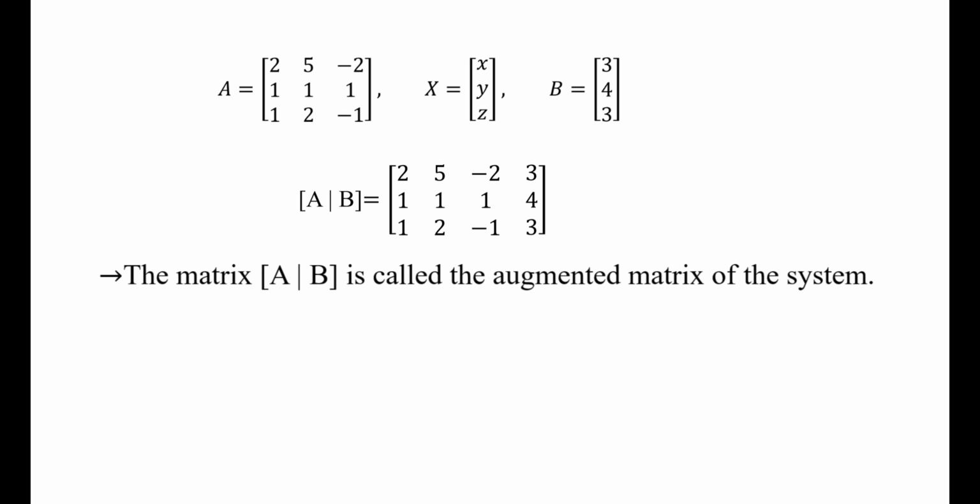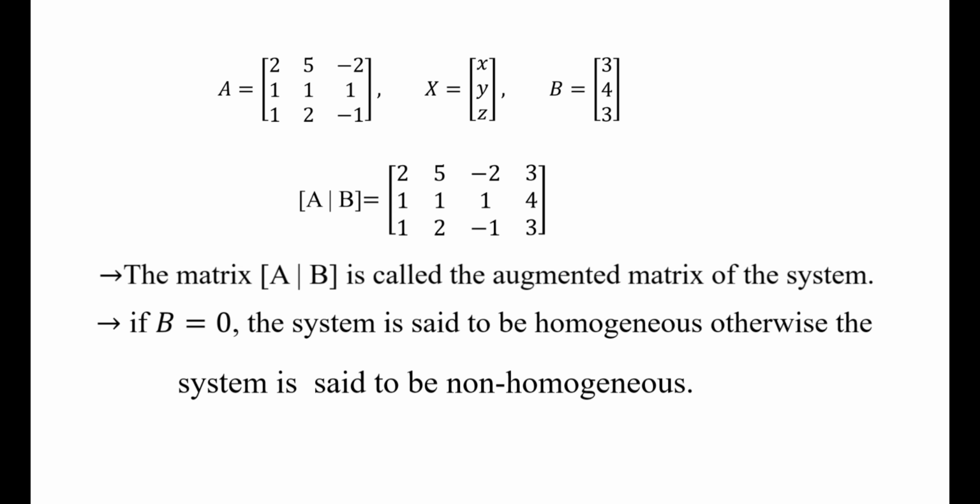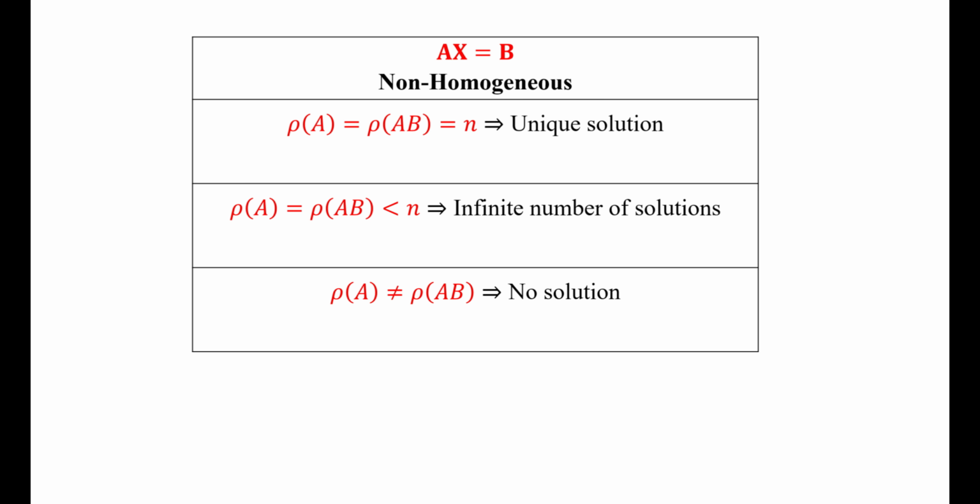If the constant matrix B has all zero elements, then the system is said to be homogeneous. Otherwise, it is said to be non-homogeneous. Let's now look into the solutions of non-homogeneous system of linear equations.